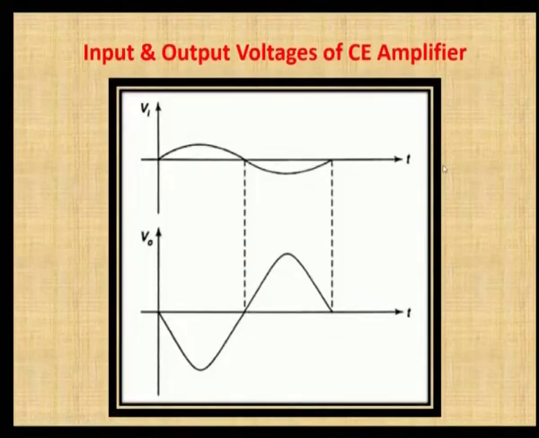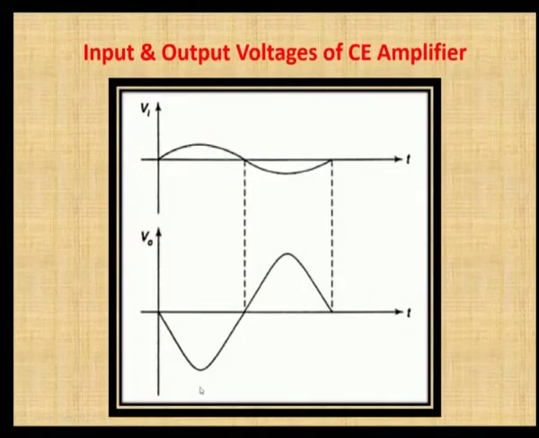Only in the common emitter configuration will we have the phase shift of 180 degrees between the output and the input. This is the input voltage Vi with respect to time, and this is the output voltage V naught with respect to time. We know how the phase shift has arisen between input and output, and since it is an amplifier circuit, the voltage is amplified, and the phase shift is 180 degrees between the input and the output.